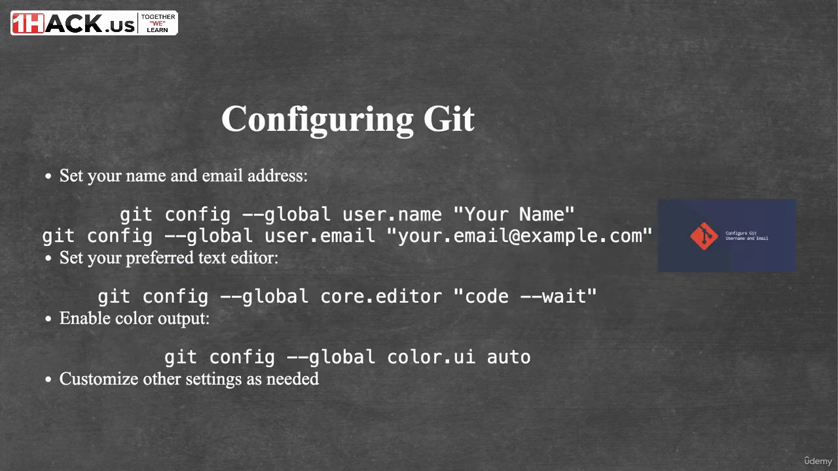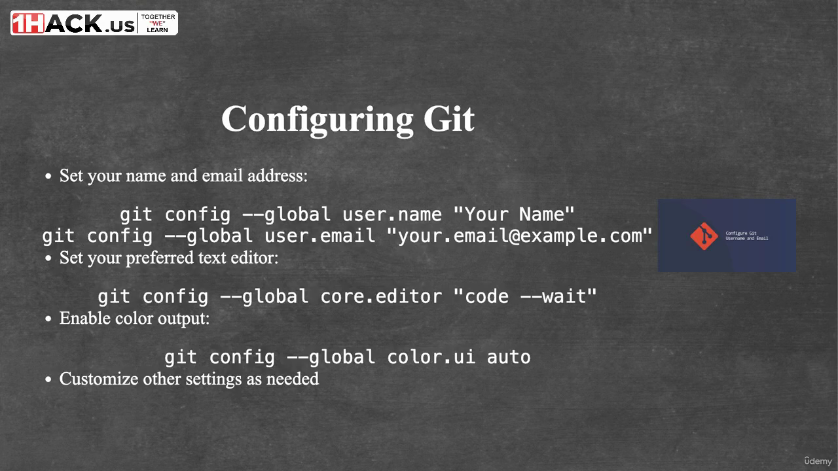After installing Git, the next step is to configure it to suit your preferences and workflow. The first thing you'll want to do is set your name and email address, which will be associated with your Git commits. You can do this using the following commands: git config --global user.name "Your Name", git config --global user.email "your.email@example.com".